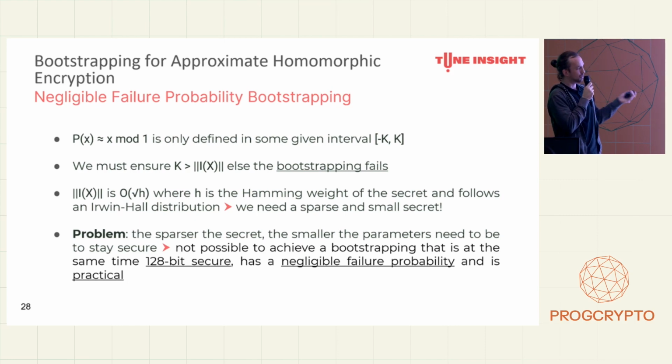And so how to reduce this failure probability? Then just use a smaller secret. The issue is that if you use a smaller secret, then to stay secure, you have to use smaller parameters. And it was not possible to achieve a bootstrapping that is at the same time 128-bit secure, has a negligible failure probability, and is practical.